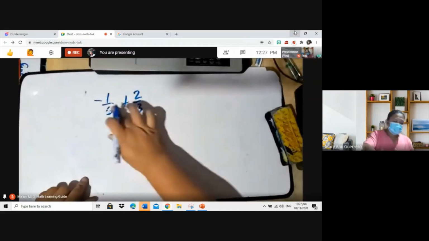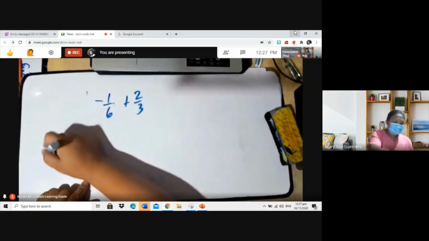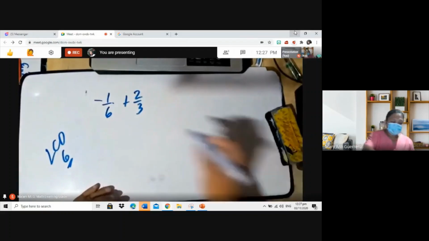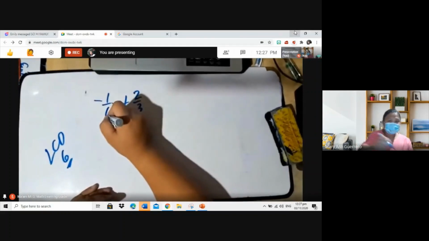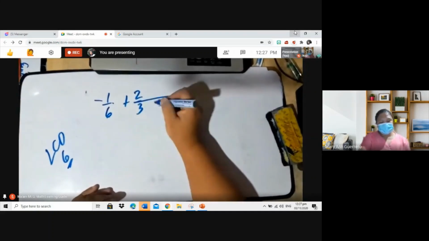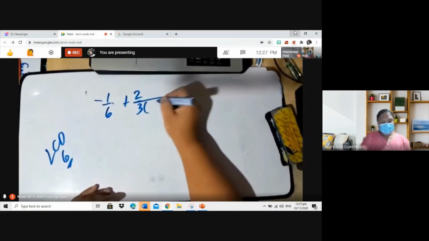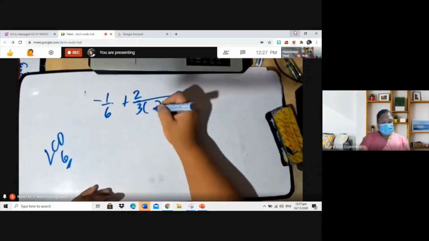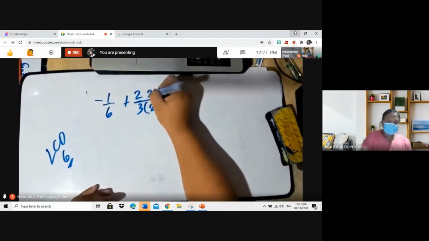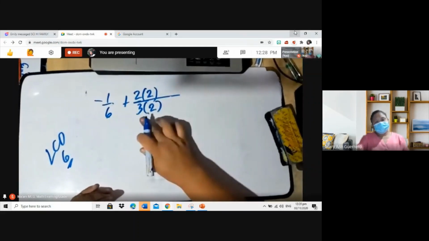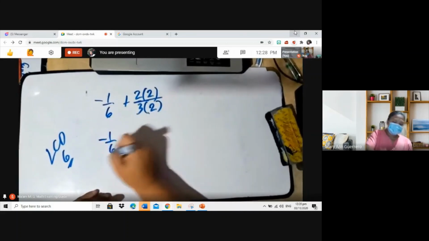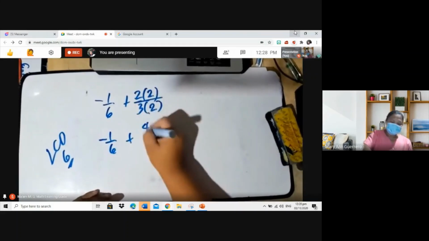Now, the LCD is 6. Okay? So, ito, 6 na yan. Hindi na natin siya gagalawin. So, ito na lang. So, what must be multiplied to 3? So, the answer is 6. That is 2. Multiply the denominator by 2, the numerator by 2. So, we have negative 1/6 plus 4 over 6.